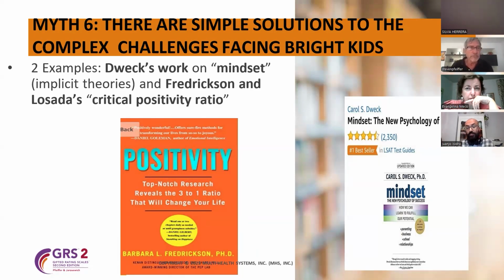in gifted education. And the myth is that there are simple solutions to the very complicated challenges that we face in educating bright, high ability, gifted students. It's a myth. If only life were that easy, if only simple solutions would be the answer to our complex problems, but it's rarely the case. And two examples are Carol Dweck's work on mindset or implicit theories, and Fredrickson and Losada's critical positivity ratio. So let me start first with Carol Dweck.